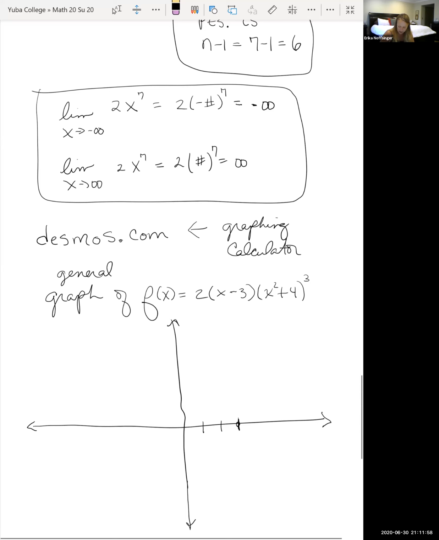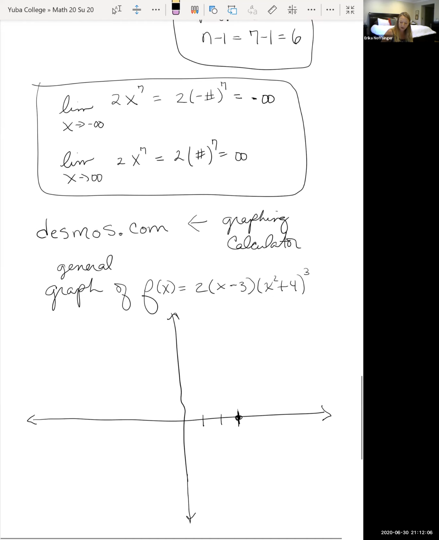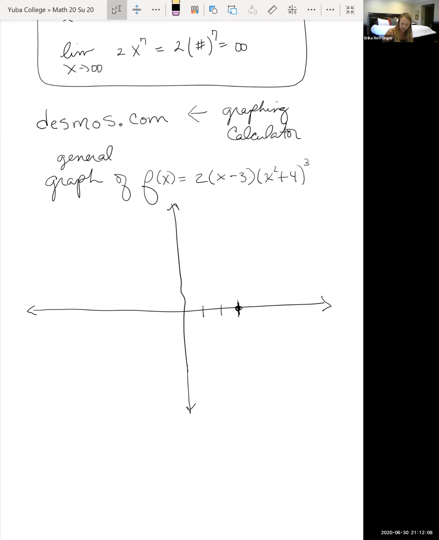So I'm going to put a point here. We also know end behaviors. So we know that as x is going to negative infinity, y is going to negative infinity. So I'm going to just show myself that it's going down here. And then as x goes to positive infinity, we're going to go up to positive infinity.